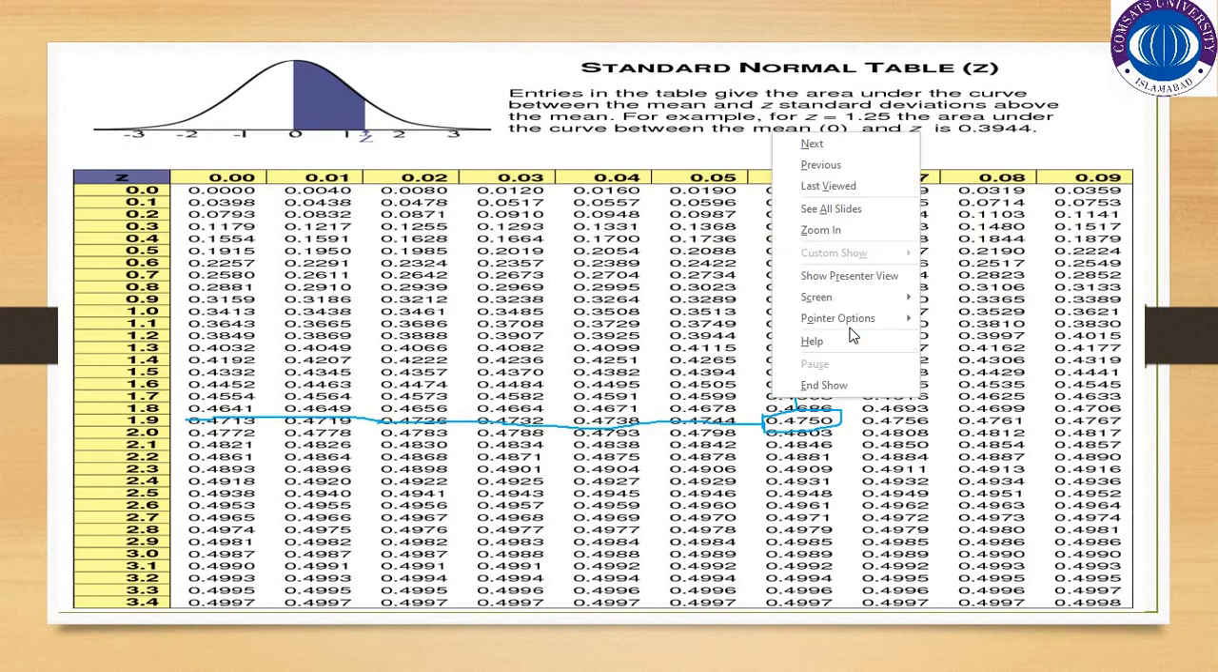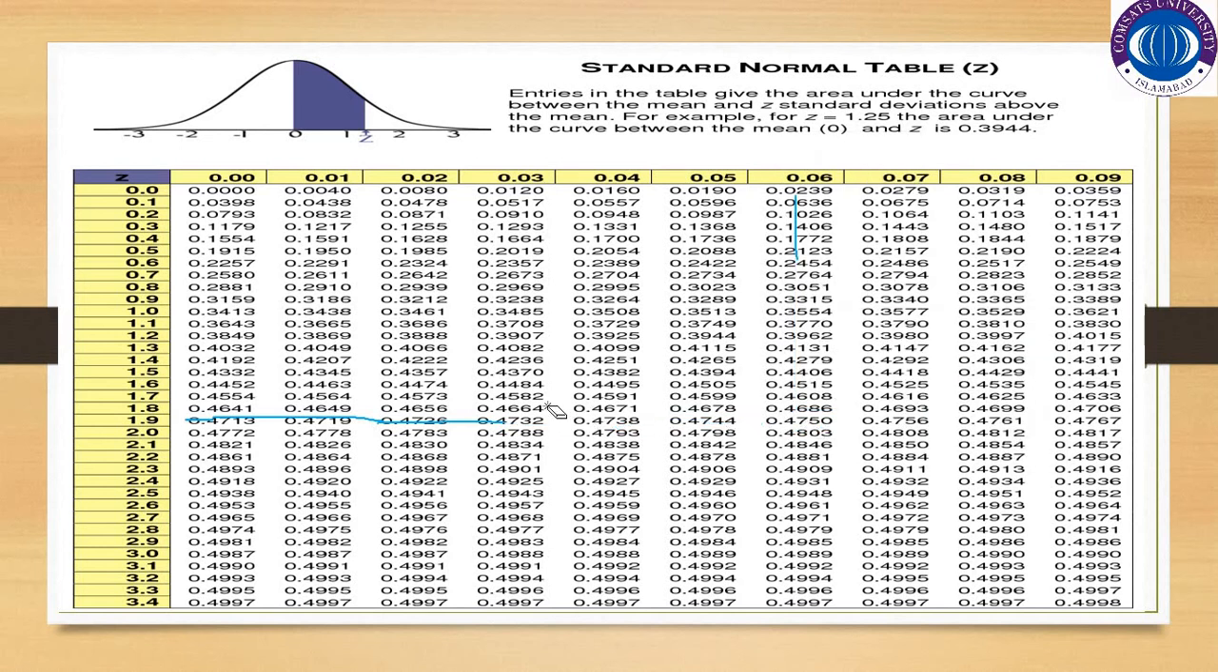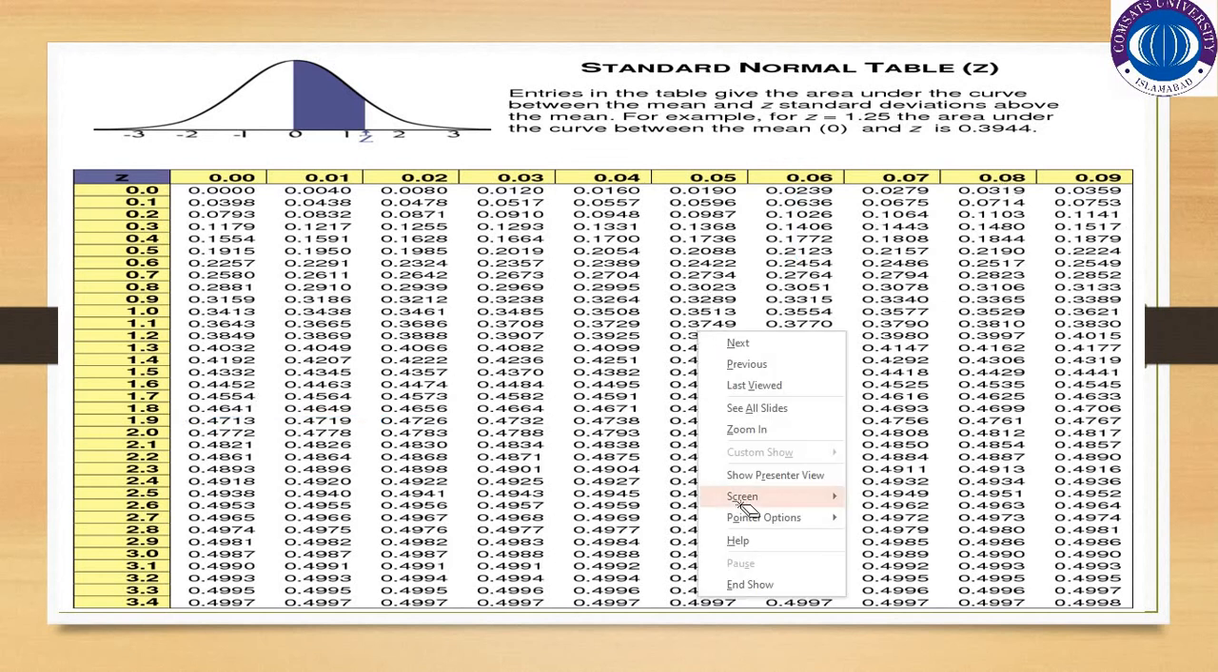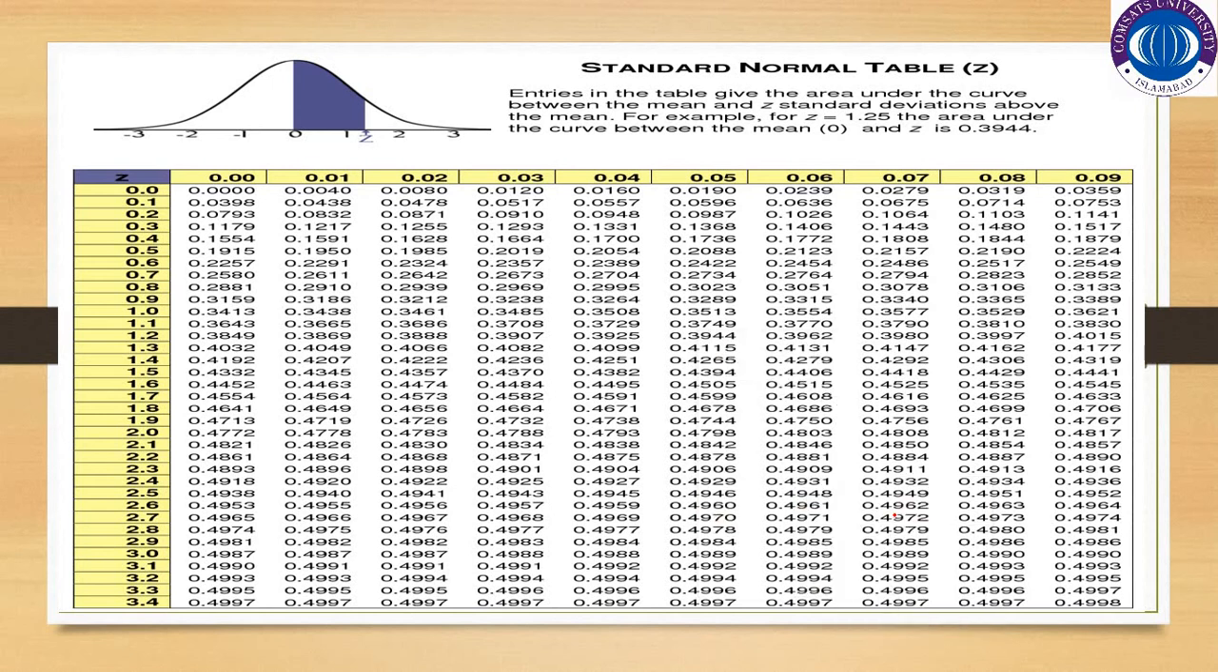So this is the standard normal table. Let me check this first. And 0.38. If you go through the table, this is 0.2764, 0.3023, 0.3749, 0.379. So these are two values.